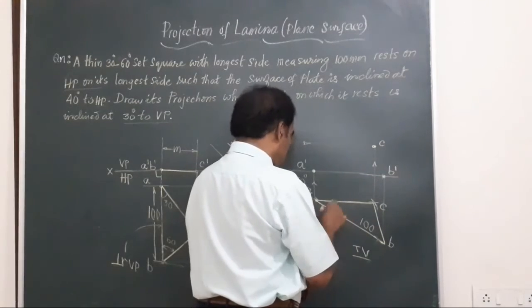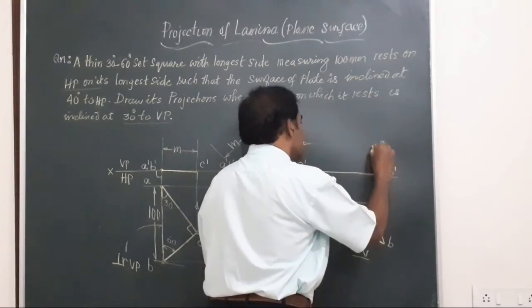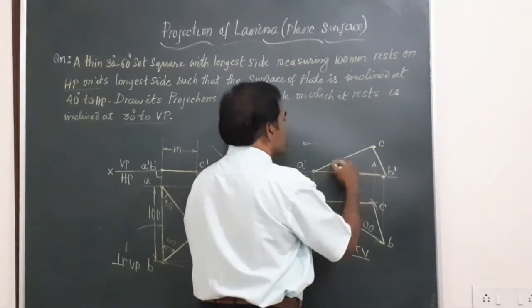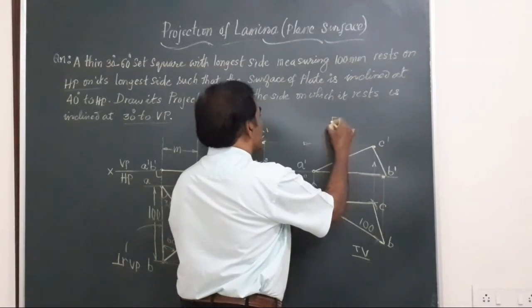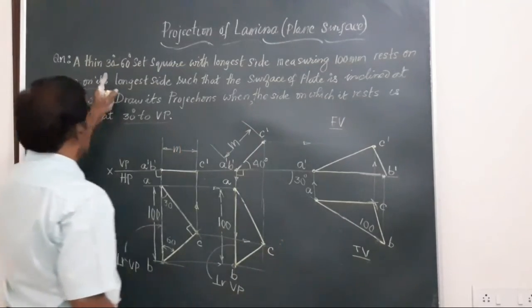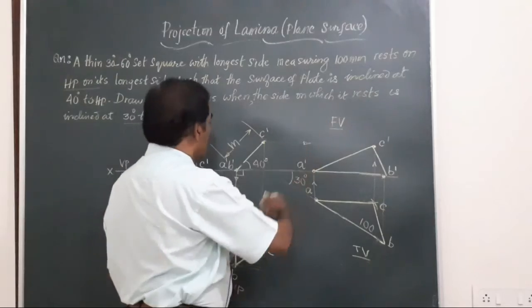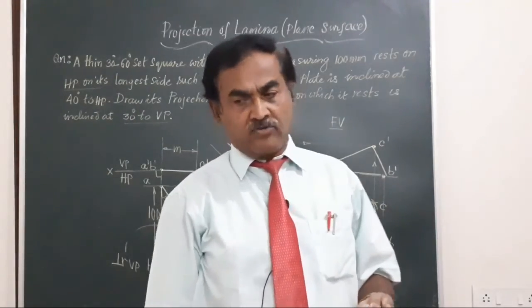Join A dash to B dash, B dash to C dash, C dash to A dash, and this triangle A dash, B dash, C dash will represent the final front view, FV, of the set square, the 30 degree set square. Friends, this will give you the complete projection of the 30-60 degree set square.